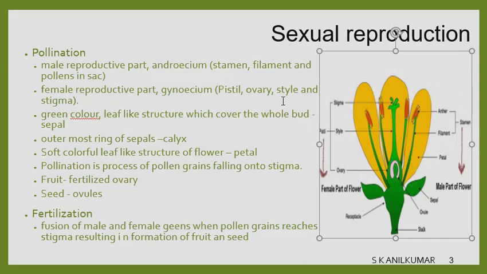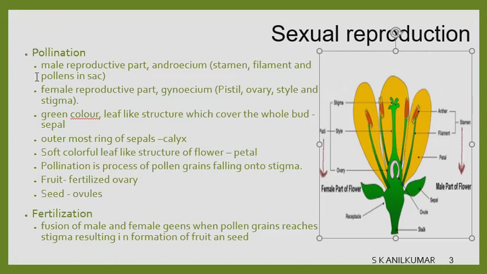If all four are there, it is called a complete flower. Otherwise, it is called an incomplete flower. Incomplete flower means what? Either the female part is missing or the male part is missing. So, an incomplete flower could be a unisexual flower. A unisexual flower will be either a male flower or a female flower. A complete flower is always a bisexual flower. That means it has both the male and female parts.